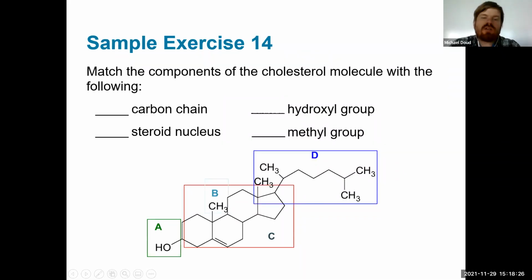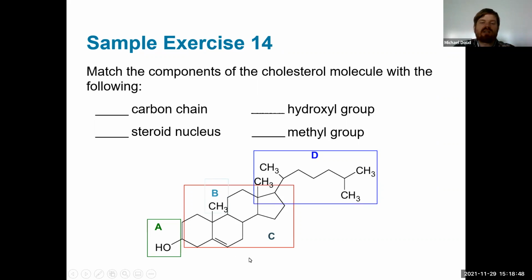Okay, so let's go ahead and just match the components of the cholesterol molecule with the drawing that we have down here. Go ahead, pause the video, refer to our drawing here of the cholesterol molecule, and try to come up with the different components here. And note, it's very difficult to see, this B here refers just to this CH3 group here. So that is what B refers to.